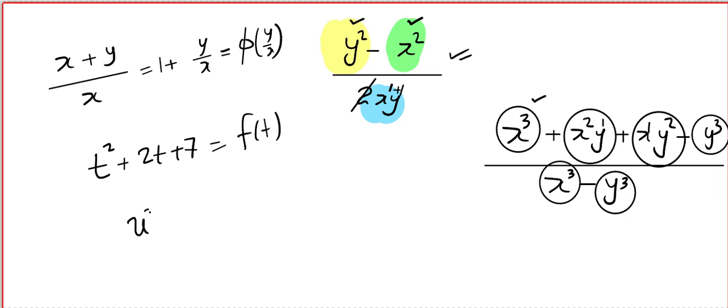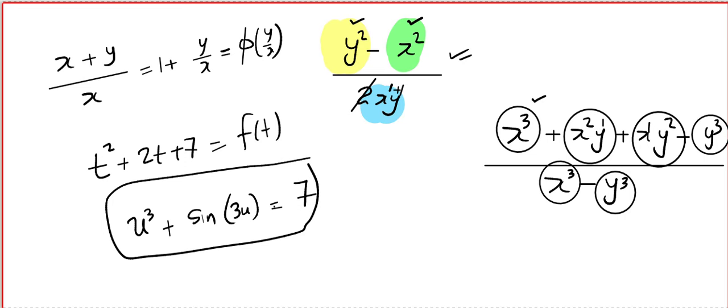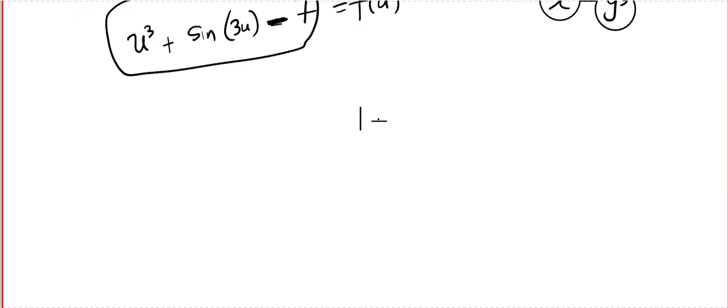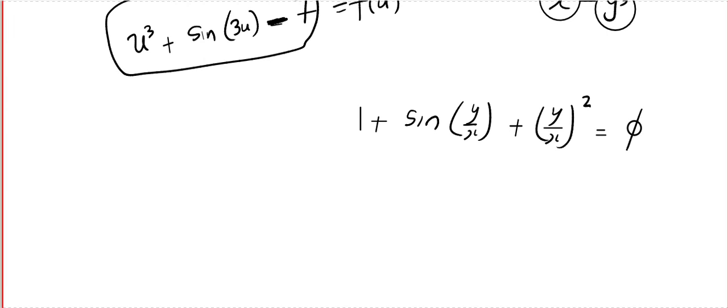Suppose I write u cube plus sine 3 into u is equal to 7. This whole expression, I'll take it to the other side, can be called a function in u. Similarly, if you do some construction, for example, 1 plus sine of y by x plus (y by x) the whole square, you can call this a function in y by x. I hope you understood that fact.